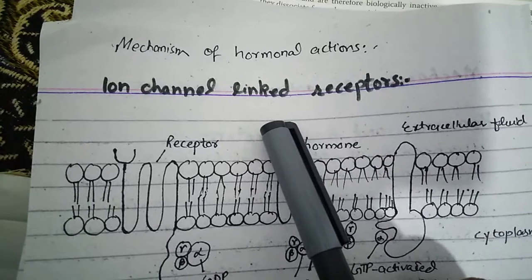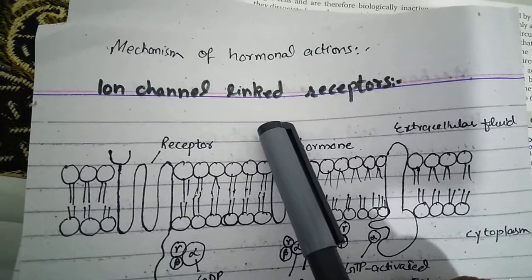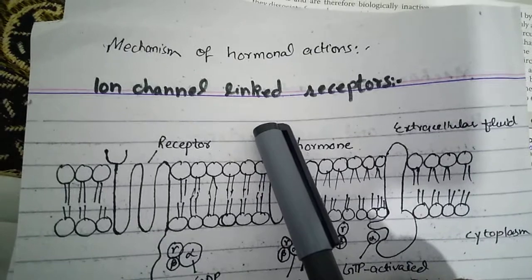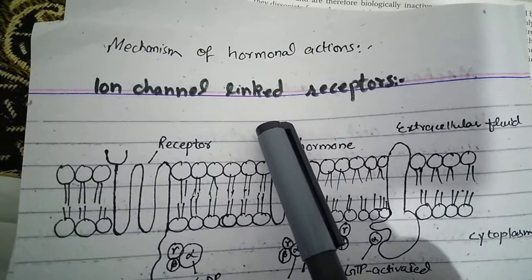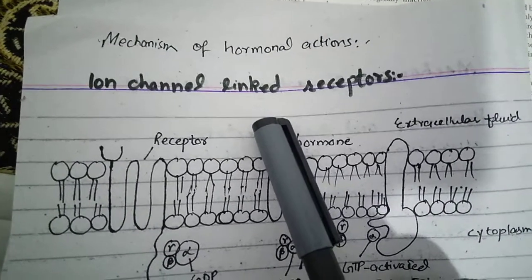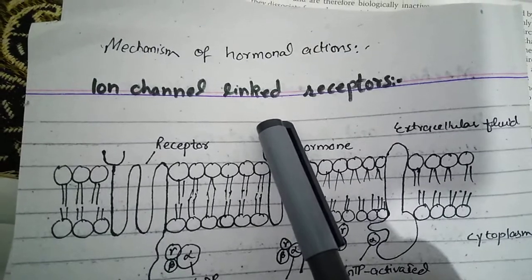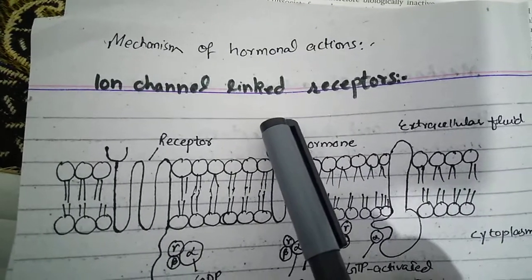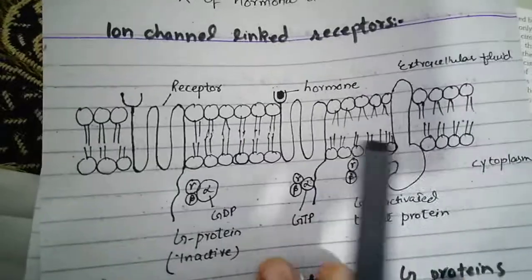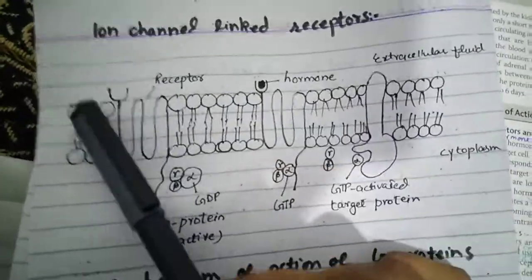Although a few hormones may exert some of their actions through activation of ion channel receptors, most hormones that open or close ion channels do this indirectly by coupling with the G protein linked or enzyme linked protein receptors. Okay, this is the structure of the plasma membrane.